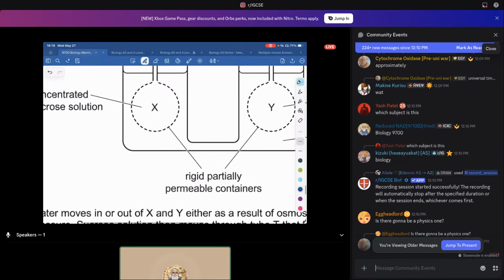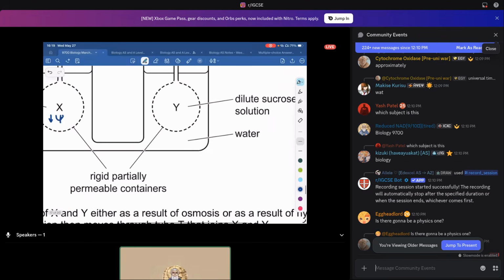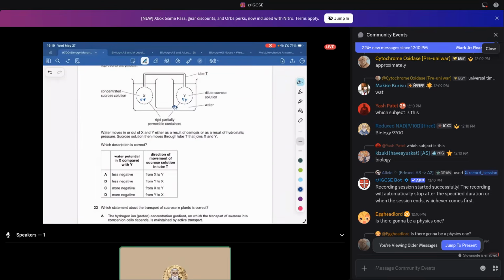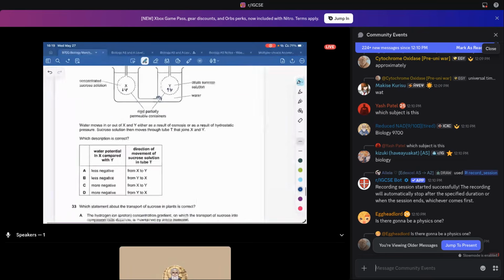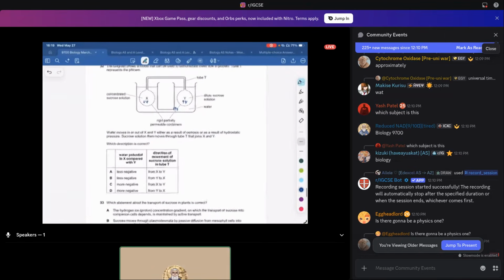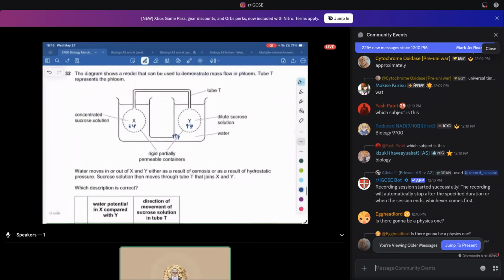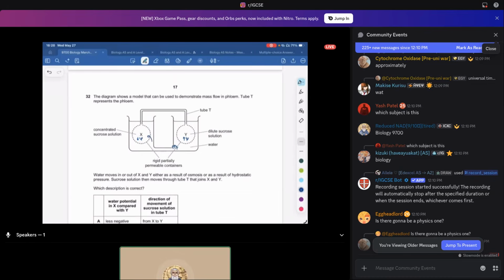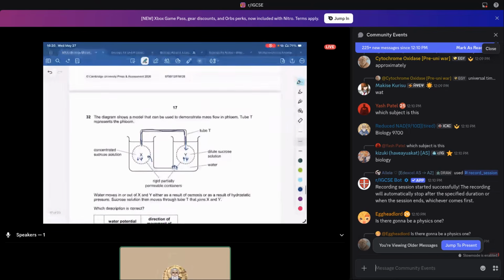Moving on. Mass flow and phloem. T is the phloem. Concentrated sucrose solution means low water potential, and dilute means higher water potential, and this has the highest water potential. Water moves in or out of X or Y as a result of osmosis, or as a result of hydrostatic pressure. Sucrose solution then moves through the tube that joins X or Y. Water moves into X to increase hydrostatic pressure as a result of osmosis. So X has higher hydrostatic pressure, which forces the solution to go from X to Y, from concentrated to dilute.